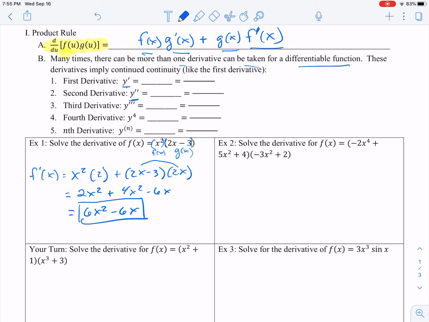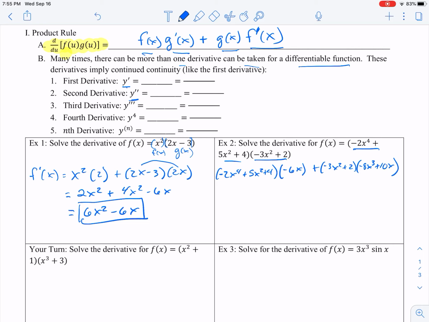All right, the derivative of this. This is messy. Okay, here's the first one, here's the second one. So you've got to write small. So the first function, negative 2x to the fourth plus 5x squared plus 4, times the derivative of the second, which is negative 6x, plus the second times the derivative of the first, plus 10x.